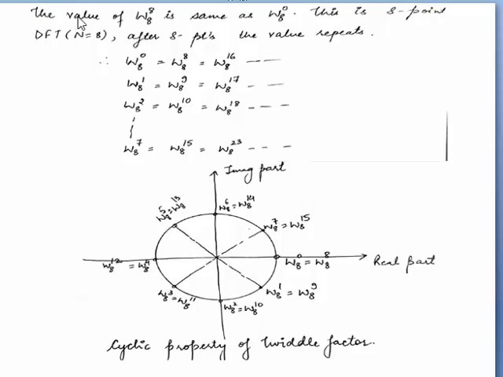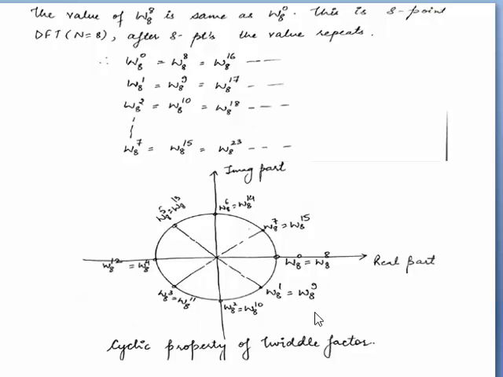So therefore the value of twiddle factor 8 is the same as twiddle factor 0. The value of twiddle factor 9 is the same as twiddle factor 1. The value of twiddle factor 10 is the same as twiddle factor 2, and so on. Twiddle factor 15 value is the same as twiddle factor 7. This is 8-point DFT, so after 8 points, the value of the twiddle factor repeats. This is called the cyclic property of twiddle factor.